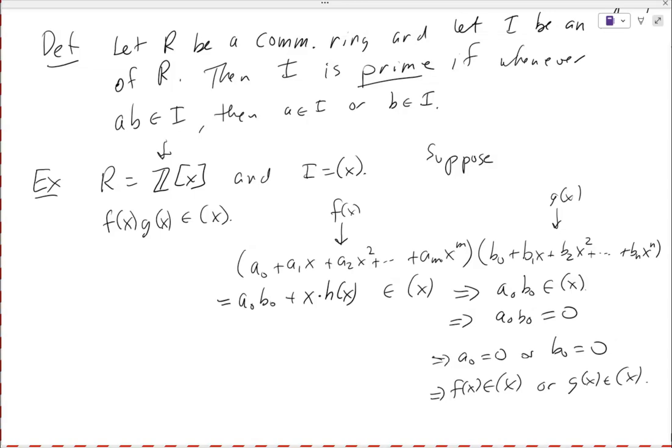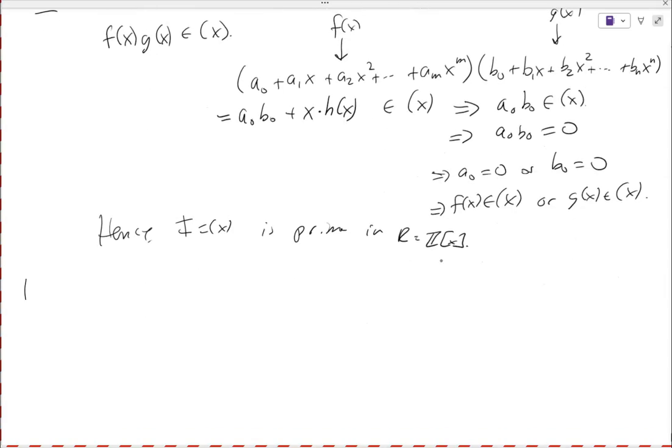So we started with a product that was in the ideal generated by x. One of them had to be in the ideal generated by x. Hence, I, the ideal generated by x, is prime in Z adjoin x. A little bit more of a non-trivial example there. Is that okay? We're going to play more around with these ideals, but let's do another definition.